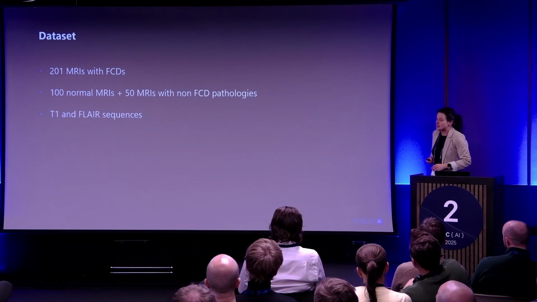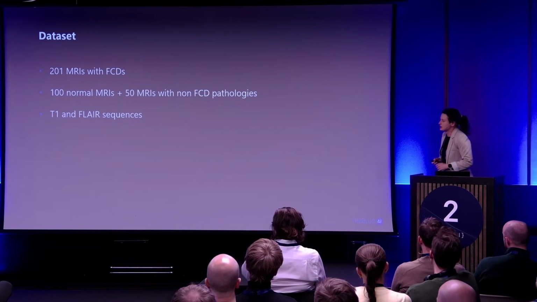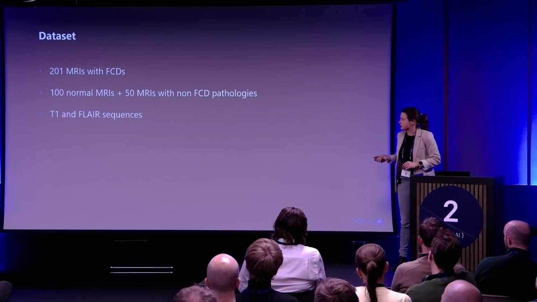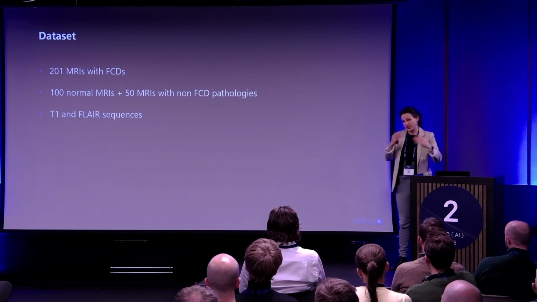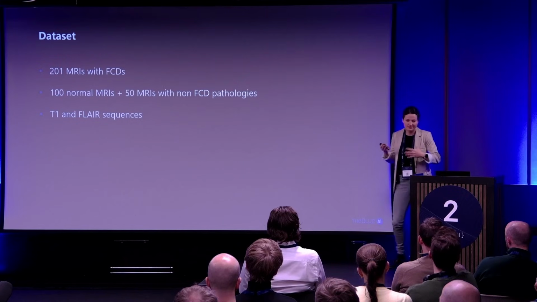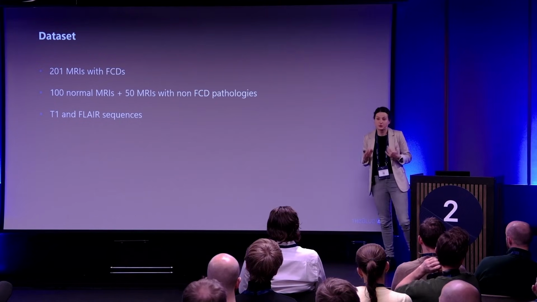I talked about the settings. In our case, we used the T1 and FLAIR sequences. These are types of MRIs, where T1 focuses mainly on the shapes. T2, which we didn't use, focuses on the fluids. And FLAIR is a specific type of T2, which exposes the abnormalities more.